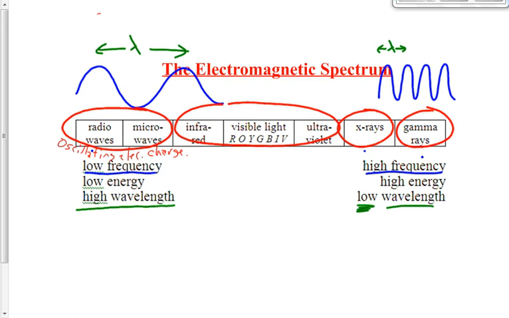The next three: infrared, visible light, and ultraviolet. Infrared, which by the way is heat, right? Thermal energy, heat. They're all produced by the same basic mechanism as well, and that's transitions of electrons.